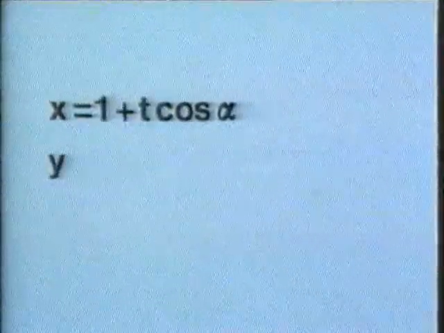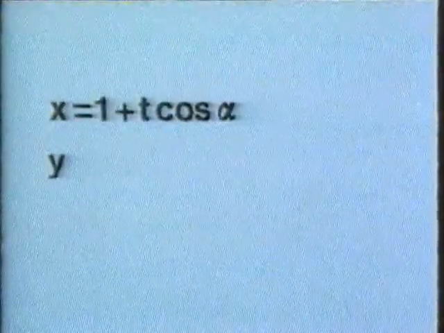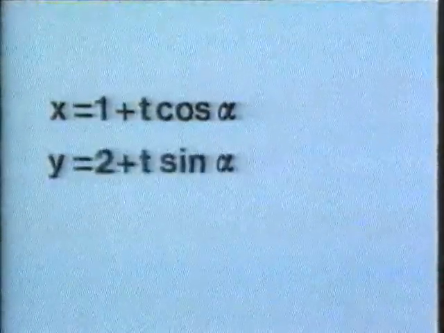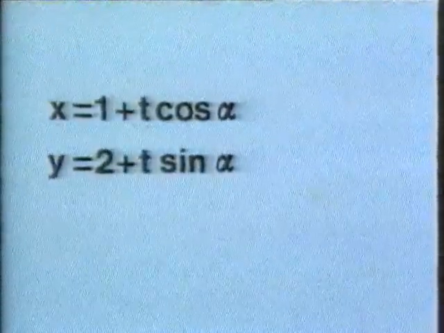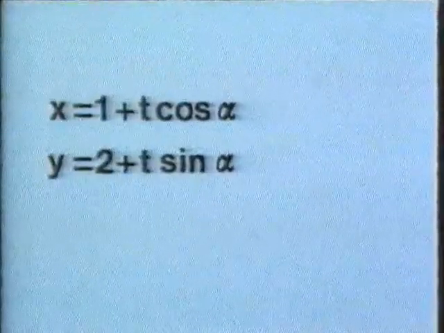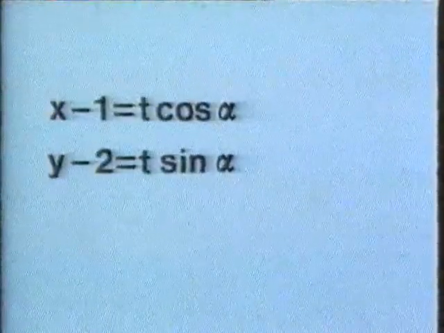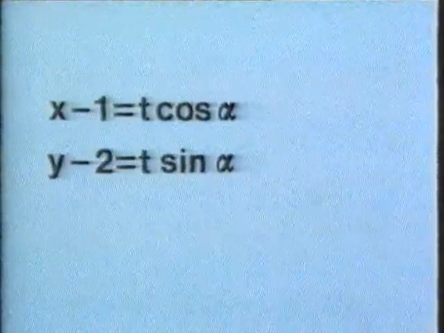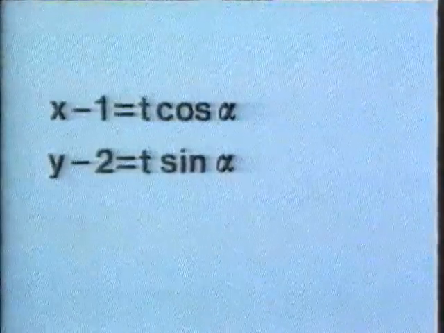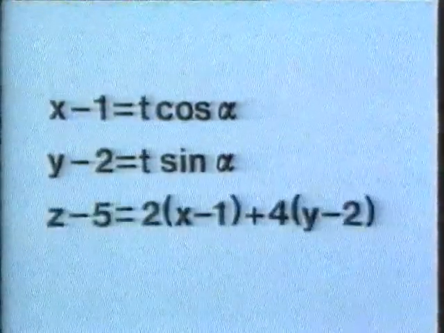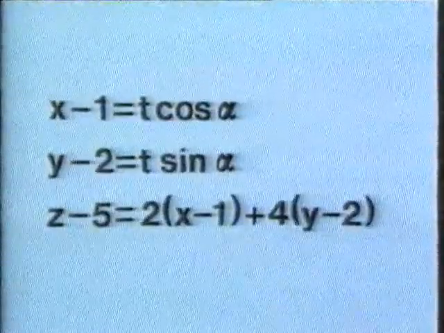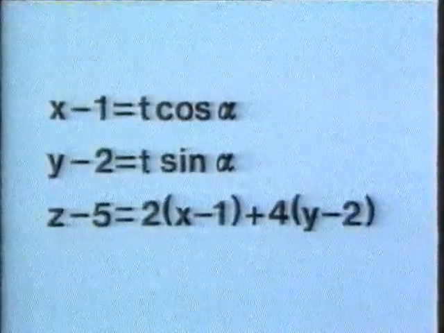For the points on the slice, we know what the x and y coordinates of a general point are, in terms of t and alpha. The first coordinate x is given by 1 plus t cos alpha. The second coordinate y is 2 plus t sine alpha. So x minus 1 equals t cos alpha, and y minus 2 equals t sine alpha. The formal tangent plane is z minus 5 equals twice x minus 1 plus 4 times y minus 2.